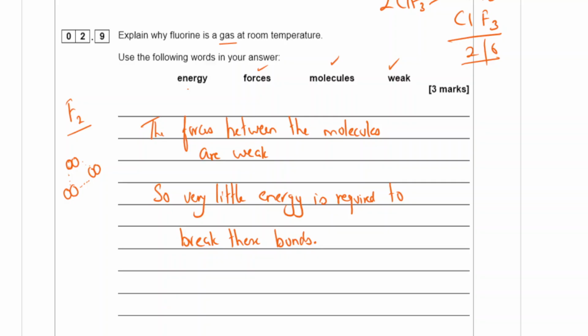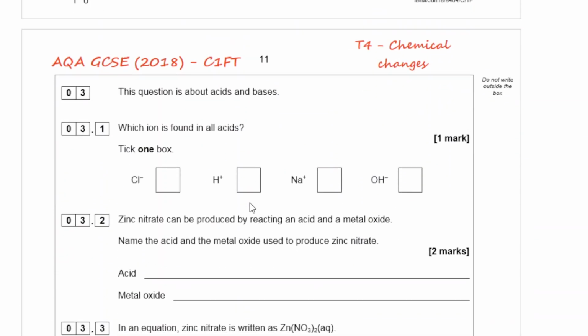That brings us to the end of question number 2. Let's have a look at question number 3, which is on chemical changes. This question is about acids and bases. Which ion is found in all acids? That would be H+ ions. Zinc nitrate can be produced by reacting an acid and a metal oxide. Name the acid and the metal oxide used to produce zinc nitrate.